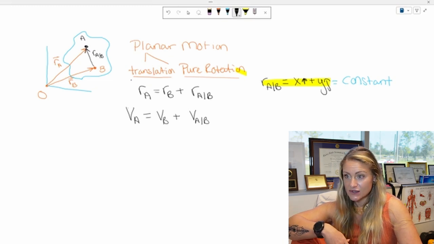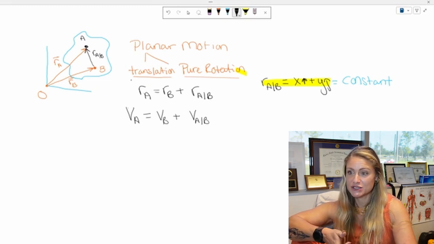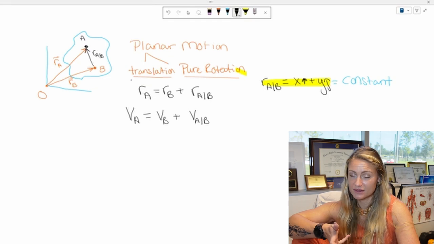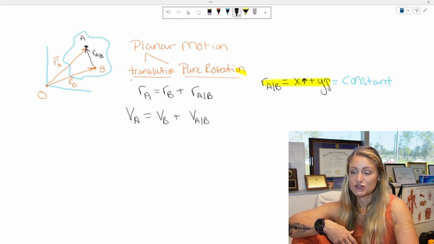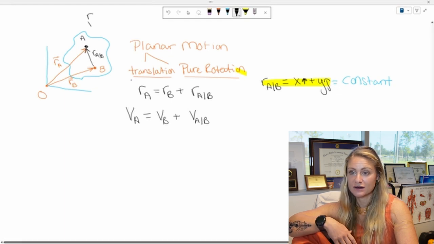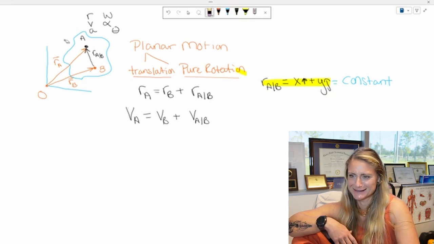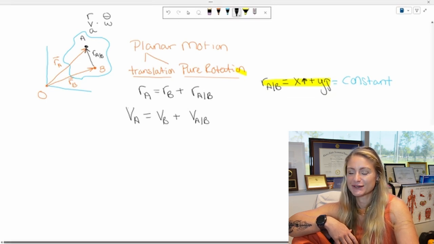Also, remember again, the question was to describe the body's motion. We describe the body's motion by using angular and linear terms. So my linear terms are R, V, and A. My angular terms are theta, omega, and alpha. I wrote that totally in the wrong direction, so let me fix that so I don't confuse anyone. For the angular, it would be angular position, angular velocity, and angular acceleration.